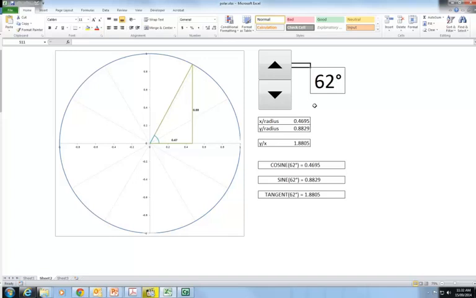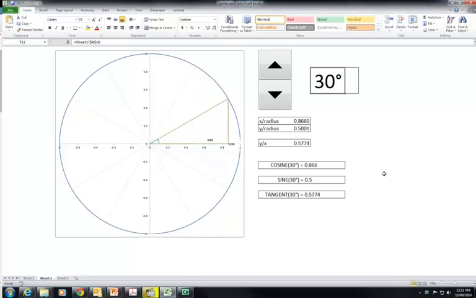We have a name for each one of these ratios. The ratio of the x divided by the radius, we call that the cosine. The ratio of the y divided by the radius, we call that the sine. And the ratio of the y divided by the x, we call that the tangent. And these are unique values for each angle.